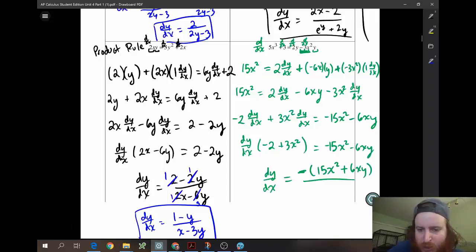And I'm just going to switch these. Instead of writing negative 2 plus 3x squared, basically I'm just going to put the 3 in front, right? Because in math, a lot of times we put the biggest x first. So I'm going to put 3x squared minus 2. Okay, and that's our answer.